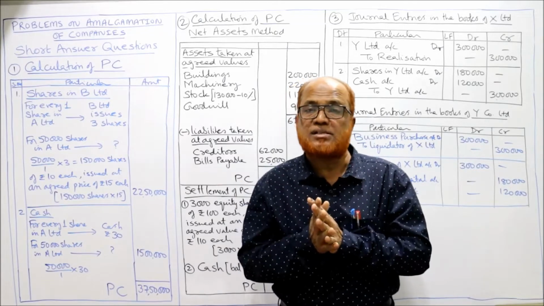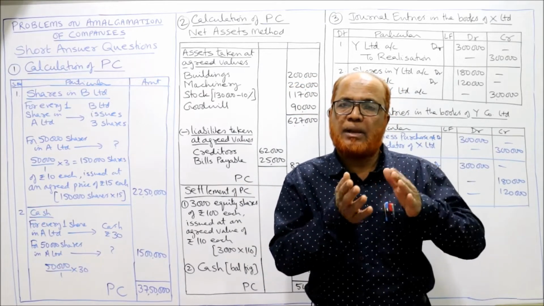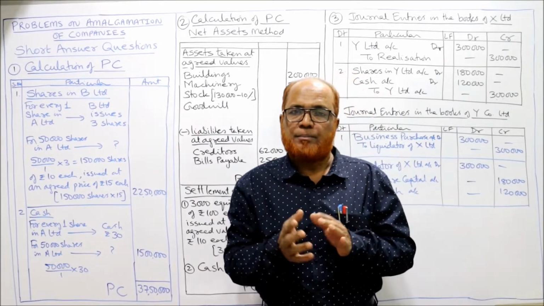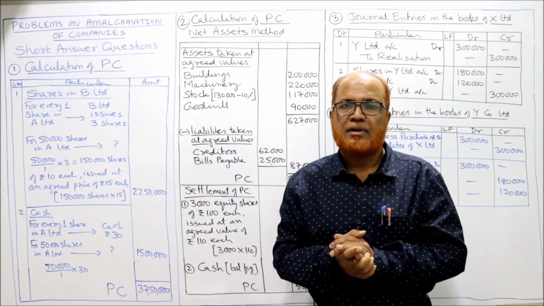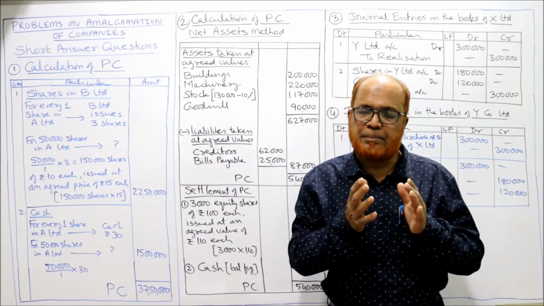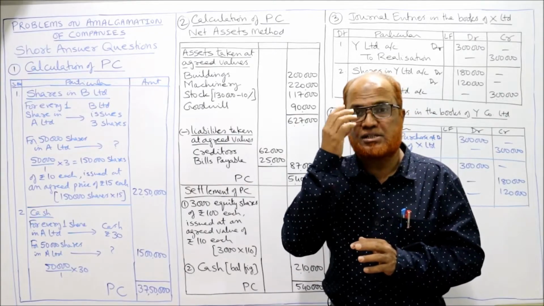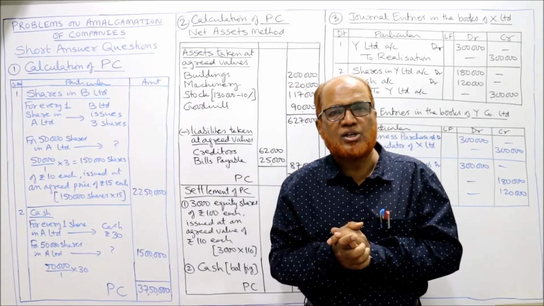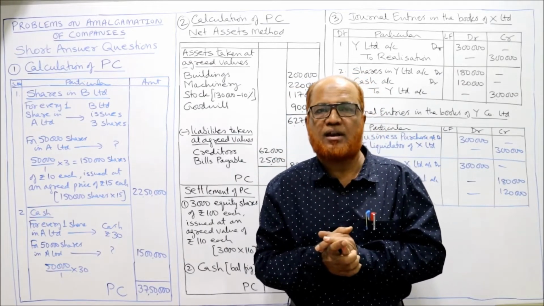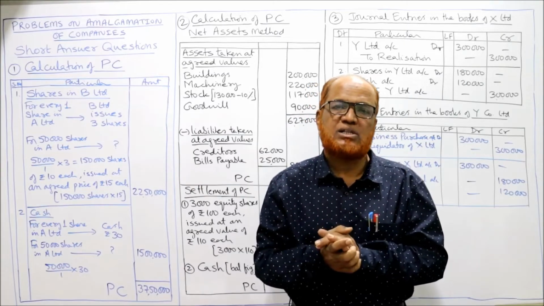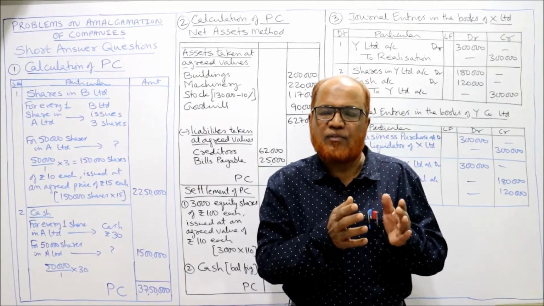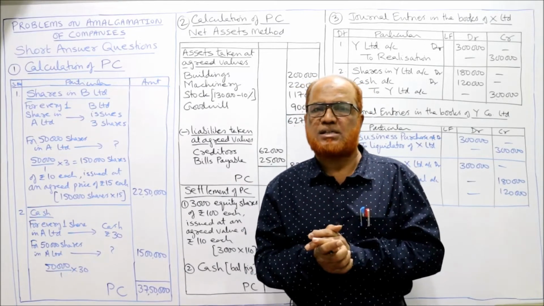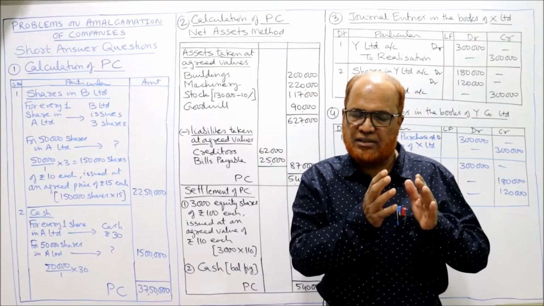Then we discussed purchase consideration, the amount payable by the purchasing company, the transferee company, to the transferor company. Different methods are there for calculating PC: lump sum method, net payment method, net assets method, exchange of shares method. Then we saw the journal entries to be passed in the books of the transferor company, a maximum of 12 entries, and some 4-5 entries in the books of the transferee company. These are the things we discussed in detail in the previous video.